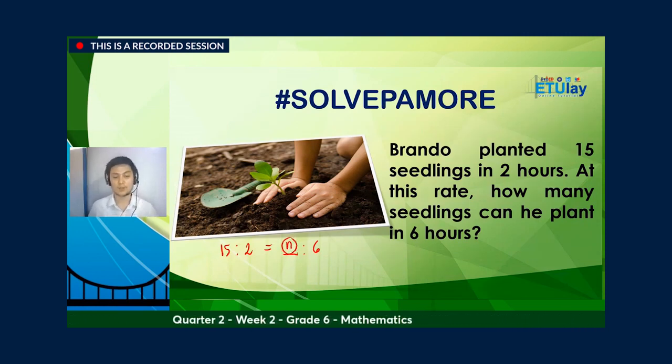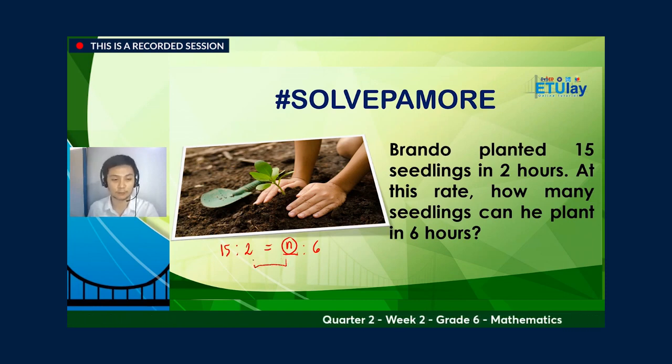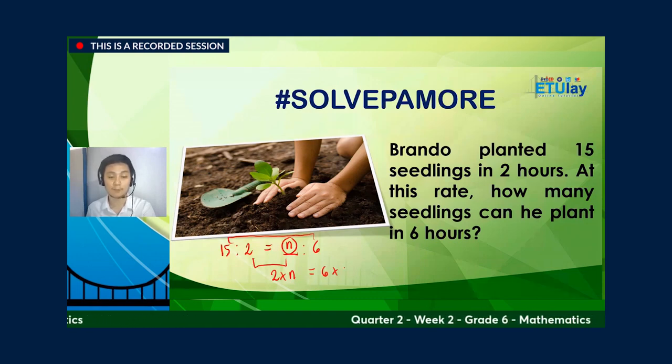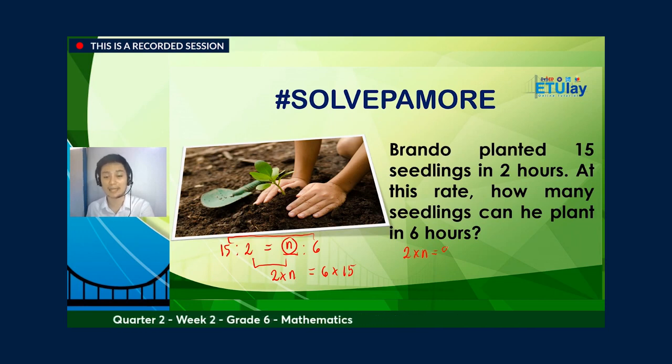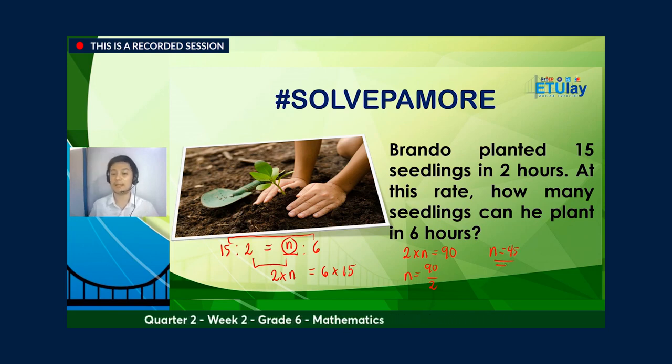Okay? So you have the proportion now in which we have 2 ratios written in column form. So what could be our equation? We have 2 times N representing the product of the means. And this should be equal to 6 times 15 that represents naman the product of the extremes. So you have 2 times N equals 90. And therefore, N is equal to 90 over 2. And therefore, N is equal to 45. So Brando can plant 45 seedlings in 6 hours.